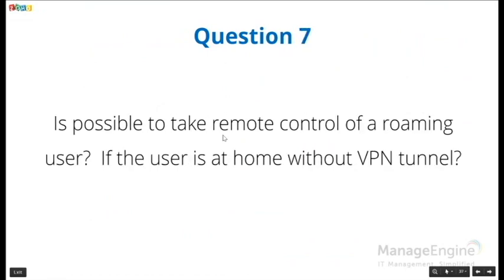Right, question number 7, is it possible to take remote control of a roaming user if the user is at home without the VPN tunnel? Well, the answer is yes, you can take remote access. For this, you basically have to do NATing on your firewall, open certain ports, and install the WAN agents. Once you connect via the WAN agent, you're going to connect via a public IP, which will be exposed to the internet. And once you have WAN agents running, no matter where they are, you can still take remote access of the machine over the internet. These are some prerequisites you have to go through. You can contact our support team. We actually have an article on how to manage roaming users via Desktop Central.